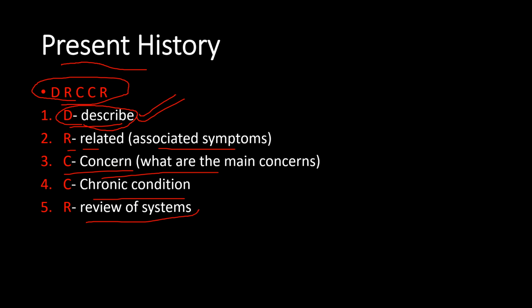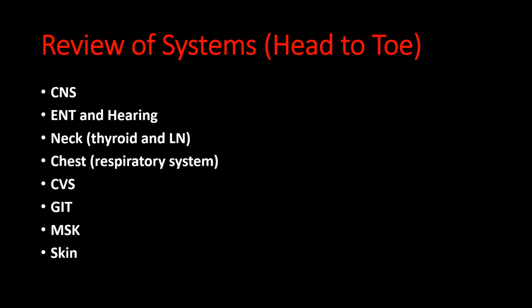Then review of systems, this is the thing which candidates mainly forget. They think they are asking about systems related to the symptoms, but they don't ask about the other systems. So how to review these systems? Review of systems should be head to toe, like we do the head to toe examination. Also, you should ask the history from head to toe.